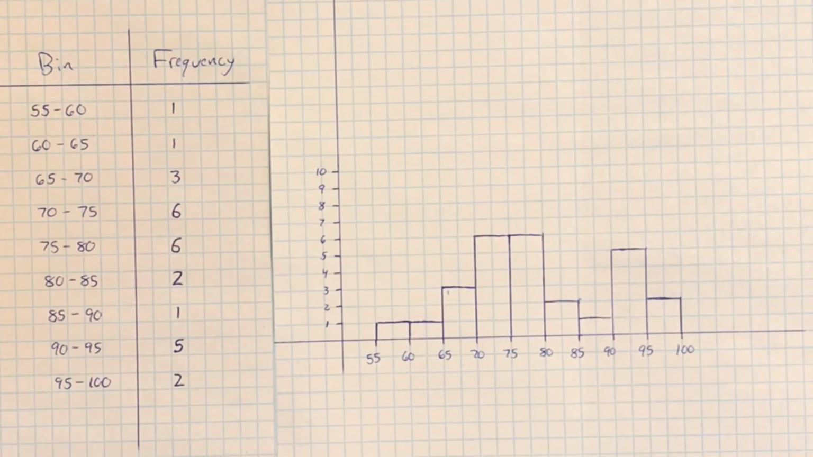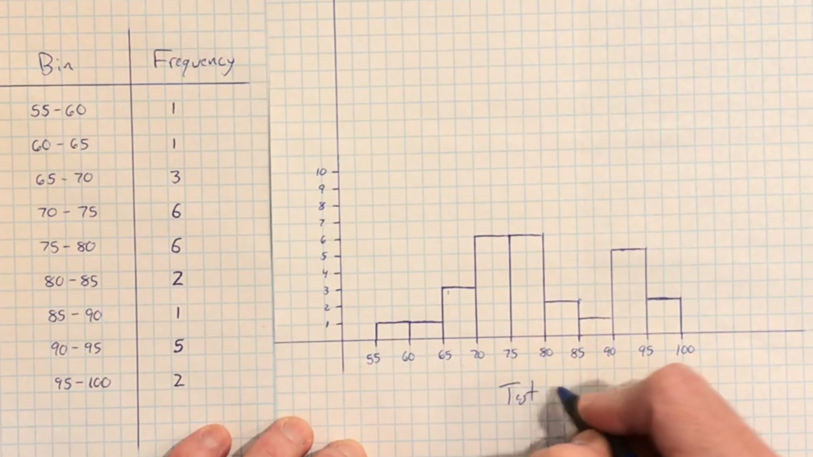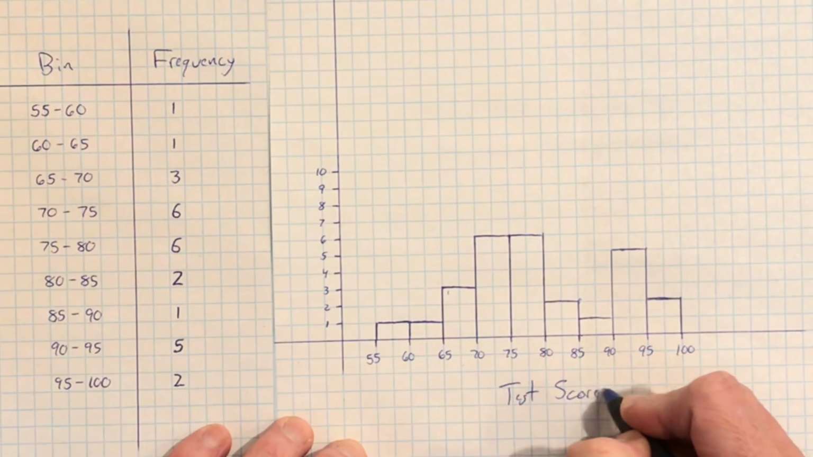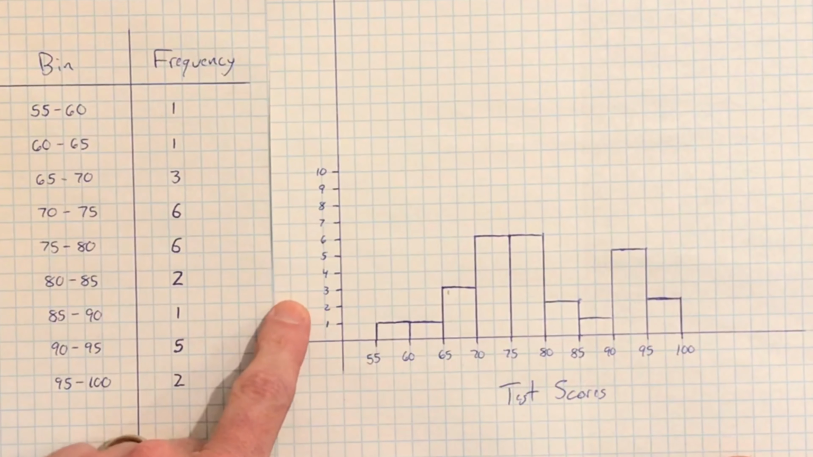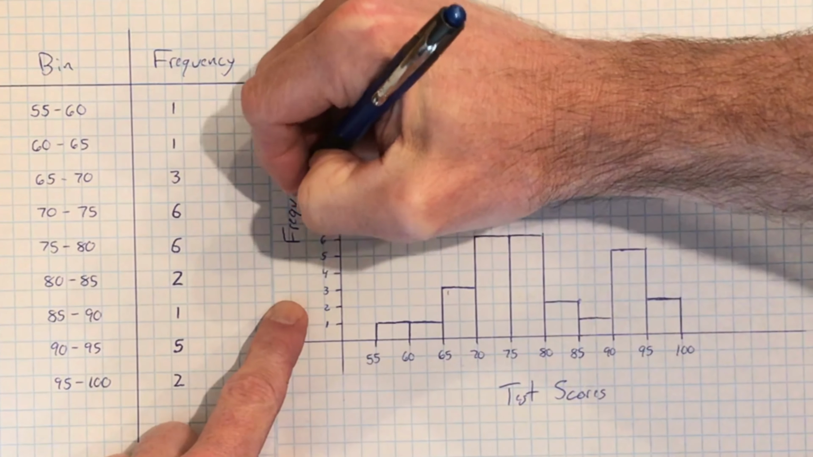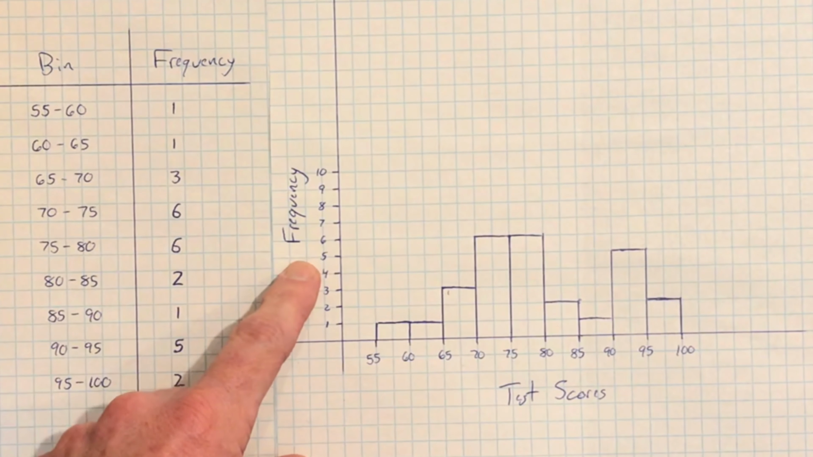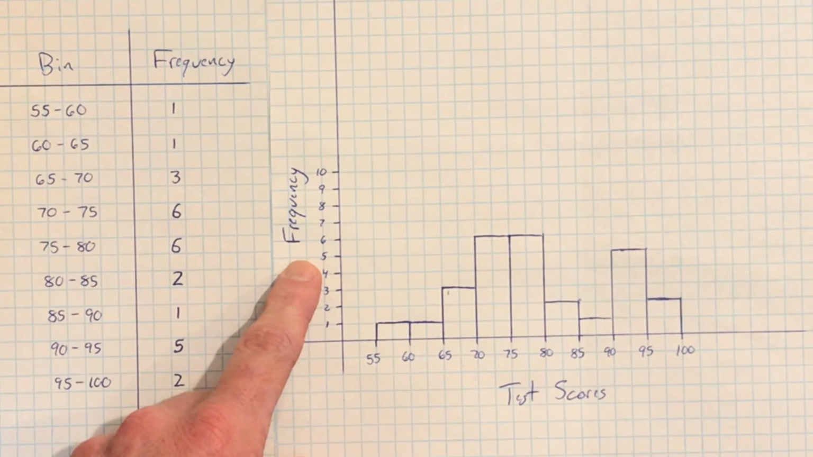In order to be a good graph, we should always have labels. So these are test scores on the horizontal axis, and this is the frequency of the test score on the vertical axis. Remember, frequency is just a fancy word for how often something occurs.